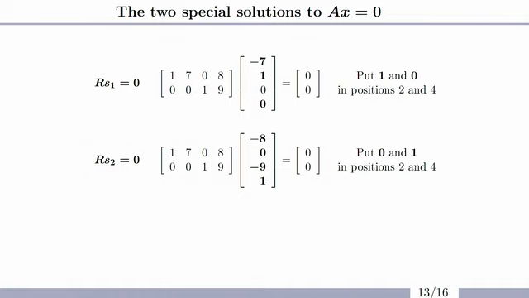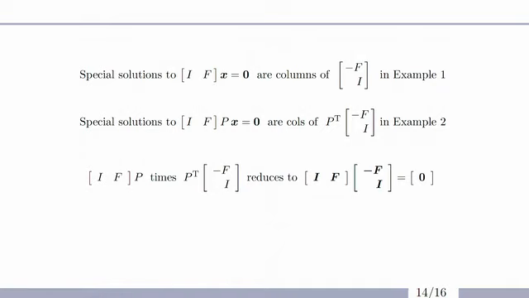The second column was 7 times the first column, so that combination gave the special solution that produces 0. And then the other combination gave the 0 vector. So we've got 2 special solutions. And here's the general principle.